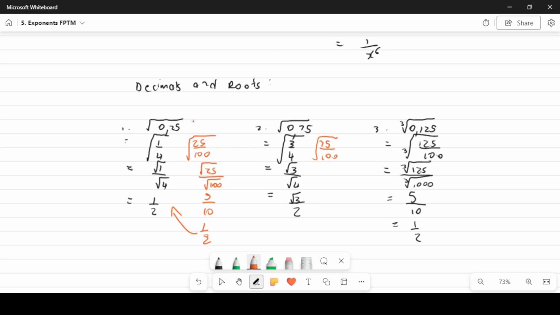Now remember, if you're using a calculator here, it's straightforward, just punch it in your calculator. But these questions, more often than not, will specifically state that you are not allowed to use a calculator. So you need to show your working out. You can't go from here to the answer without showing any working out. That's how they catch you out. They want to see you doing these steps, converting it to a fraction and so on. Okay, so that's basically it for decimals and roots.